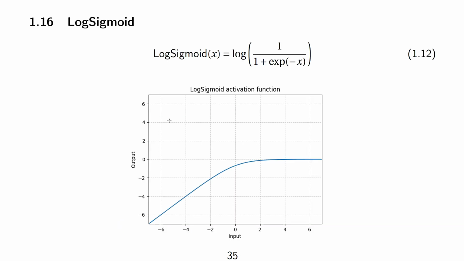Log sigmoid: the idea is that sometimes the output of a sigmoid is processed by a logarithm, and it's more efficient to implement the sigmoid and logarithm together. So therefore there's a separate function that allows you to do that. So we have log of the sigmoid, and the sigmoid is 1 divided by 1 plus e to the power of minus x. This is the figure of the log sigmoid function.